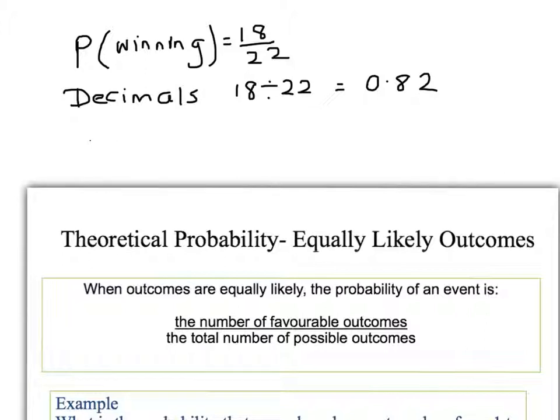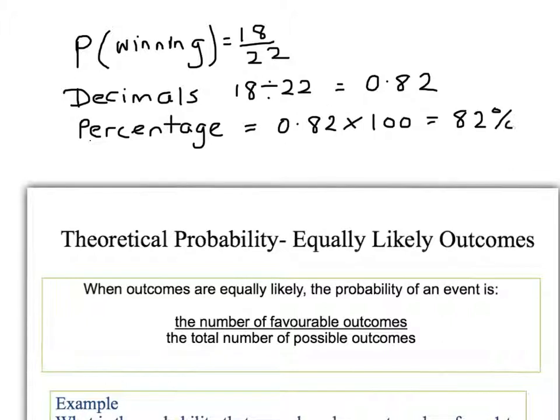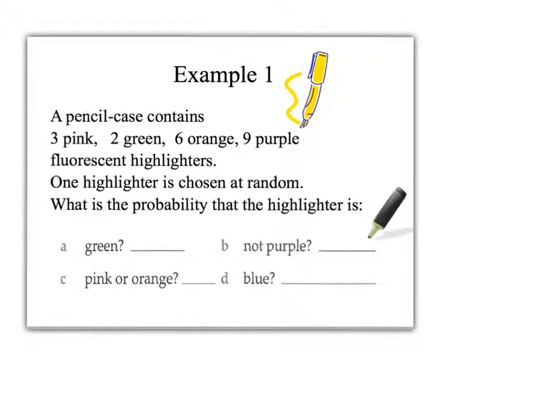so 0.82. If I want to also express that as a percentage, you can be asked for a percentage, or you could be asked for a probability. Percentage equals, and we're going to multiply 0.82, or whatever the probability is, times 100 equals 82%. If they just ask for probability, you can express that as a fraction, a decimal, or a percentage. Right, so on with that at a table.